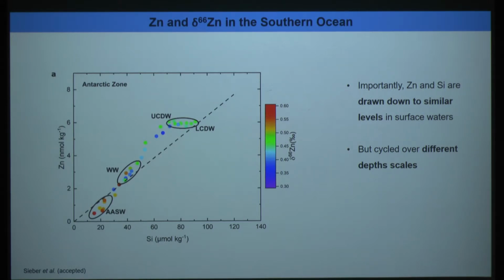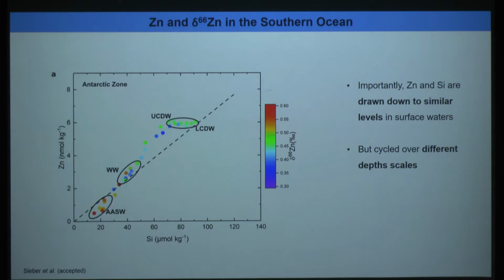Pretty much what we actually expect, again, from culturing studies. And then the deeper we go, the closer we get to some deep ocean value that lies on this line. So there's two things to take away from this diagram now. First one, both zinc and silicon are drawn down to very low levels within the Southern Ocean. So unlike the phosphate, which stayed very high, silicon also reaches similarly low concentration as zinc. However, they are cycled over a different depth scale within the Southern Ocean. So you get not a linear correlation anymore.